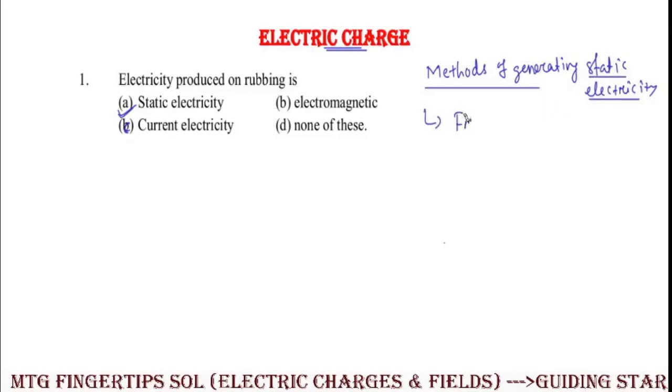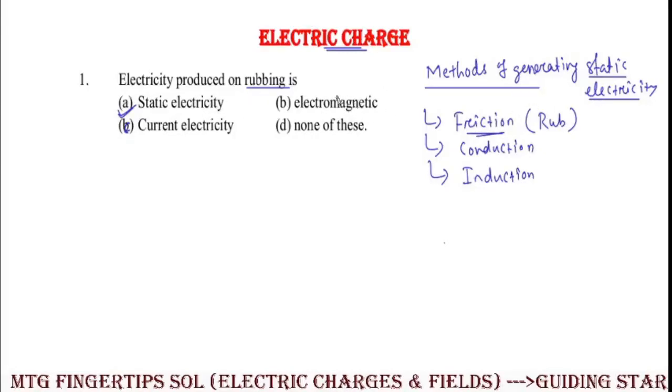One is friction, which is done by rubbing two objects. Then there is conduction, that means electricity generated by the method of conduction, and another one is induction. So rubbing comes under static electricity, because it is a method by which static electricity is generated.